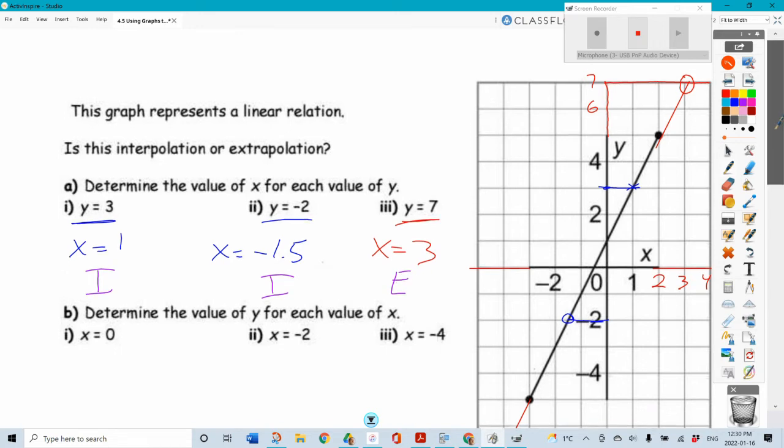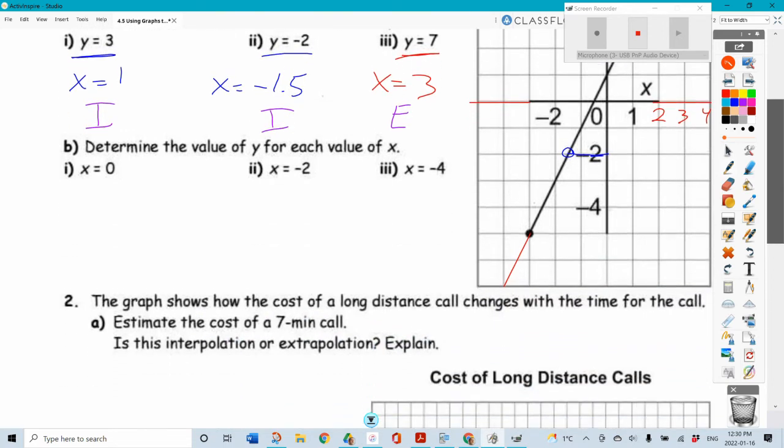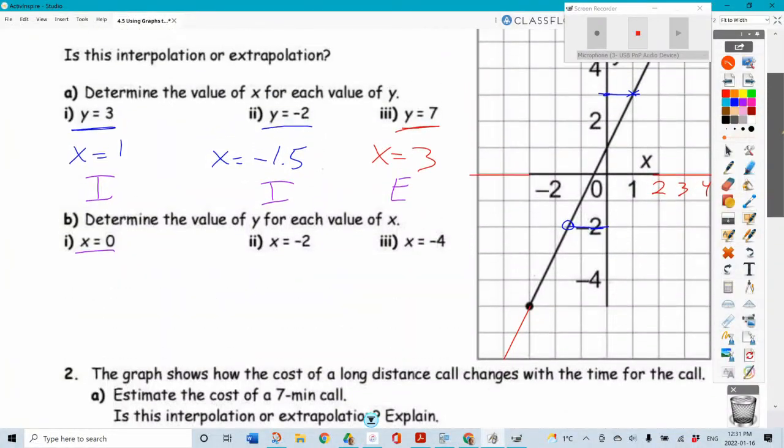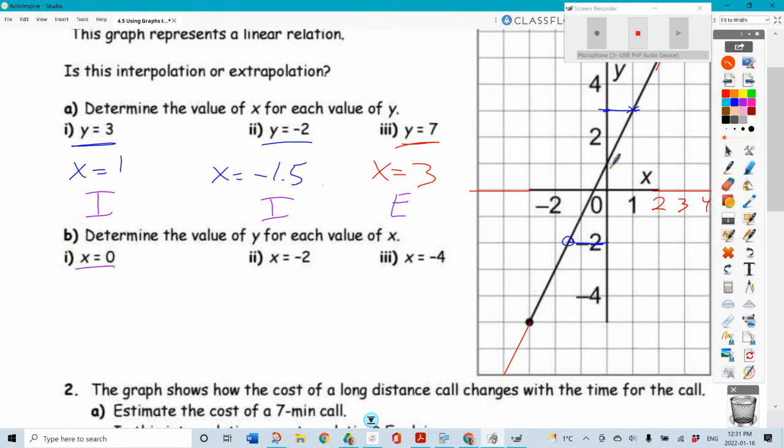All right, so let's take a look at this next part. It says, determine the value of y for each value of x. So now we're going to look for when x is equal to 0, what is y? All right, bringing down my graph here. When x is equal to 0, it looks like I get 1. So y is equal to 1. And again, this is interpolation.